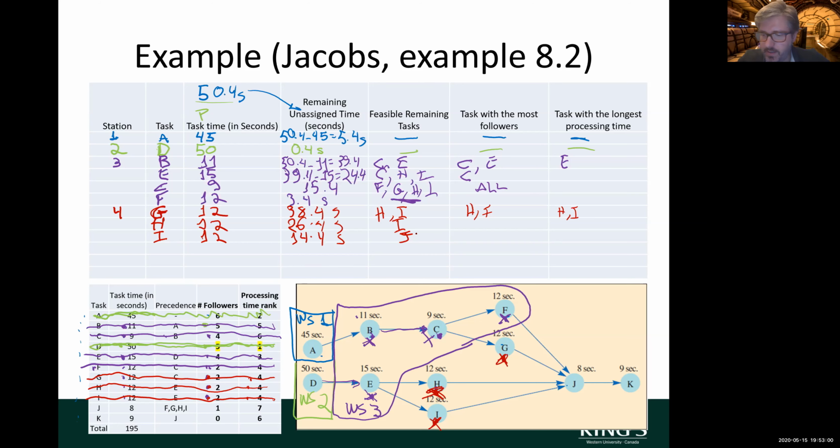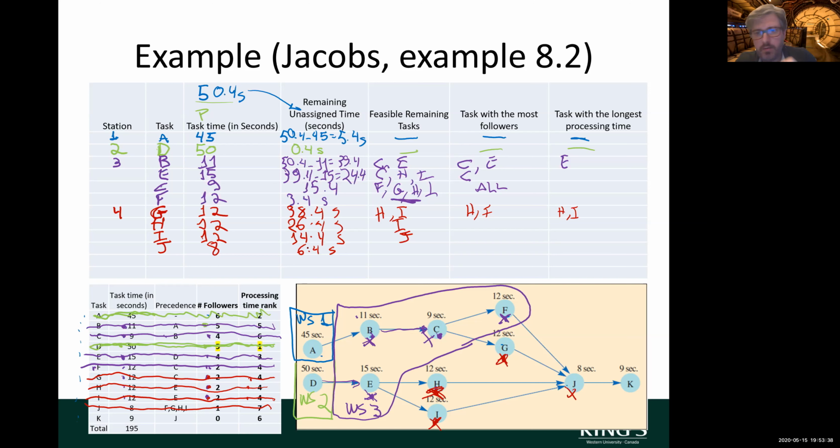All right. So how long does J take? 8 seconds. Excellent. So J takes 8. 14.4 minus 8, that's 6.4 seconds. How many more feasible tasks can I have? So I selected J, right? So J is out. Now here's K. So what's going on with K? K is 9 seconds. So I cannot fit 9 seconds in 6.4.